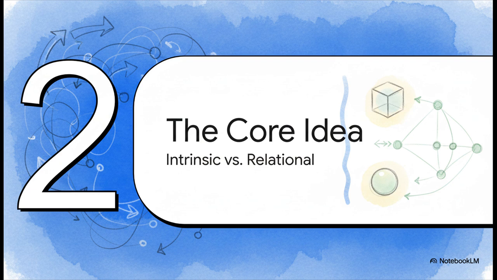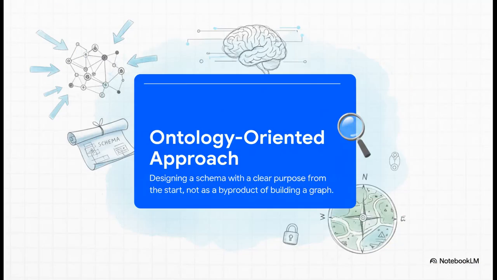Well, the OntoKG paper has this really beautiful, elegant idea at its core, and it all boils down to separating information into just two buckets, intrinsic and relational. The fancy term for this is an ontology-oriented approach. Now, ontology sounds complicated, but it's really just a way of defining what things are and how they relate to each other. So this whole approach is about thinking about the structure of the knowledge first. Instead of just connecting dots randomly and trying to clean it up later, you start with a clear plan, a schema. The goal is to build a map of knowledge that's actually usable.